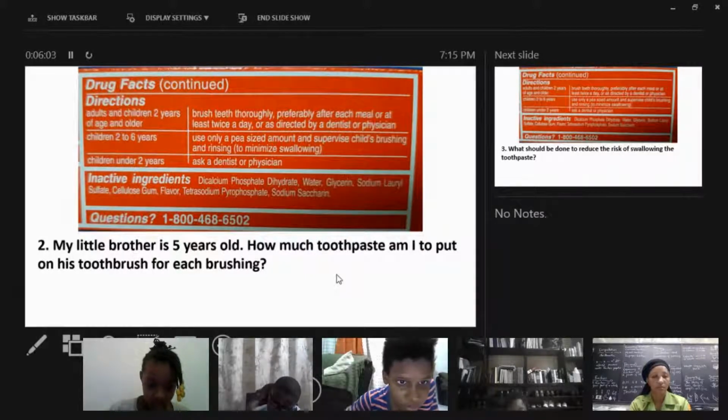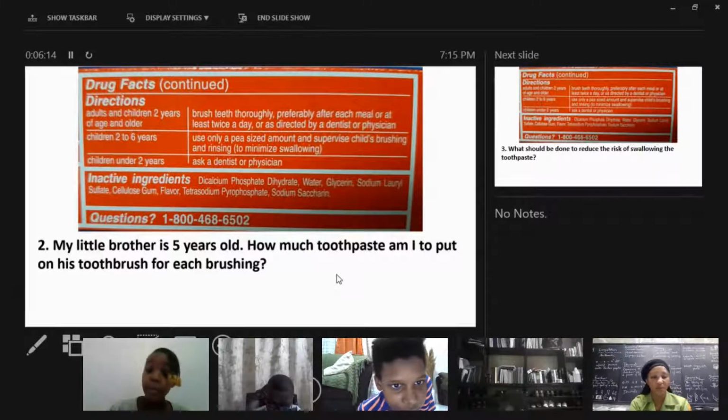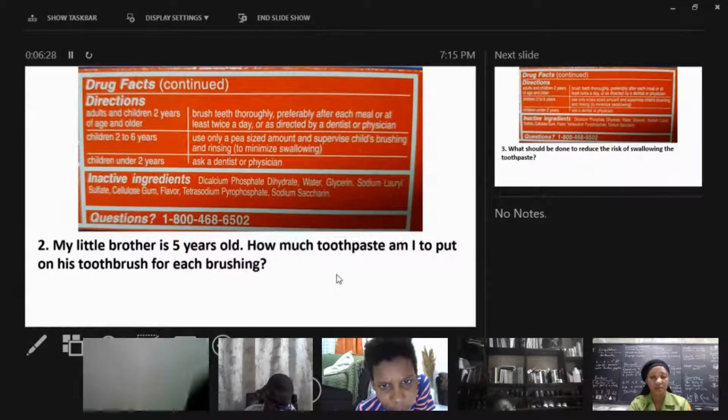Directions. Adults and children 2 years of age and older. Read across, read for the adults and children 2 years of age and older. Read what it says. Okay. Directions. Adults and children 2 years of age and older. Brush teeth thoroughly, preferably after each meal or at least twice a day, or as directed by a dentist or physician.